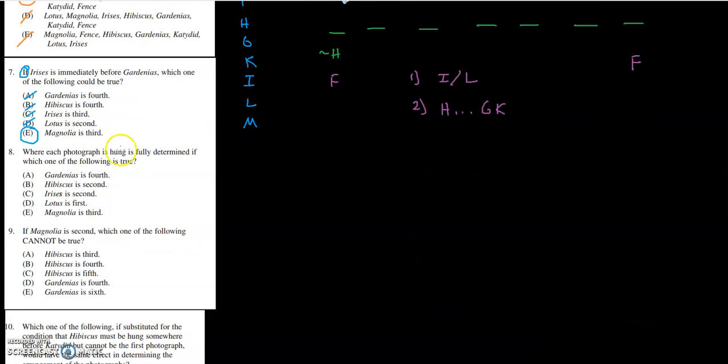All right, we're back. I cleaned up a little bit. Now let's look at this one. It says, question 8, where each photograph is hung is fully determined if which one of the following is true. Well, let's take a second and just translate what this means.